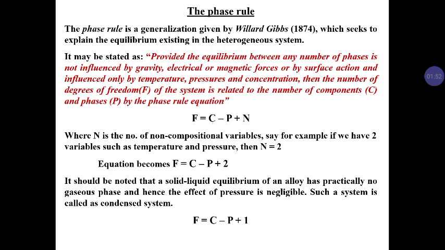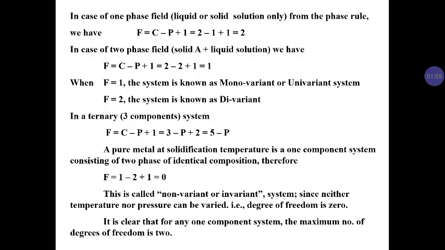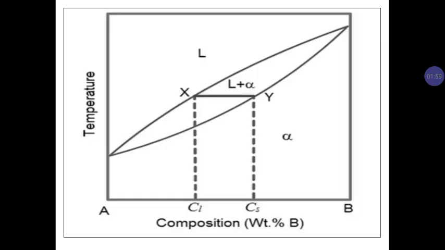To understand better what the degrees of freedom are, we can see an example. First we see this diagram. In this diagram, the phases present are the liquid phase here and the solid phase here. In L plus alpha, liquid and solid coexist. So these two are single phase regions, and this is a two phase region.